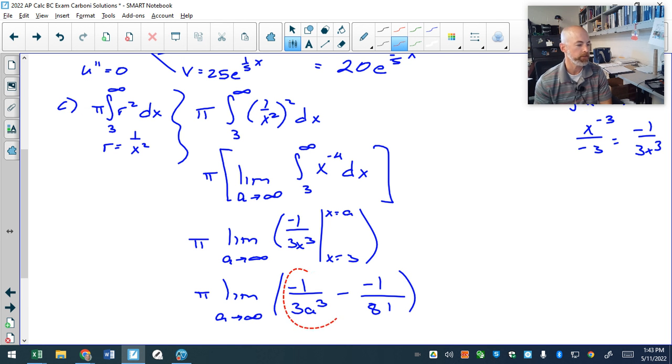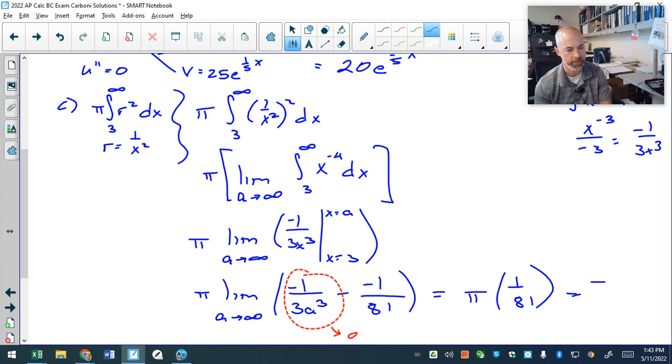I know that negative 1 over 3a cubed will approach 0, which means the answer to this is going to be pi times 1 over 81, 0 plus 1 over 81. Now, if you really want to show off, you could write that as pi over 81. But there is my answer for part C. That is everything for number 5.